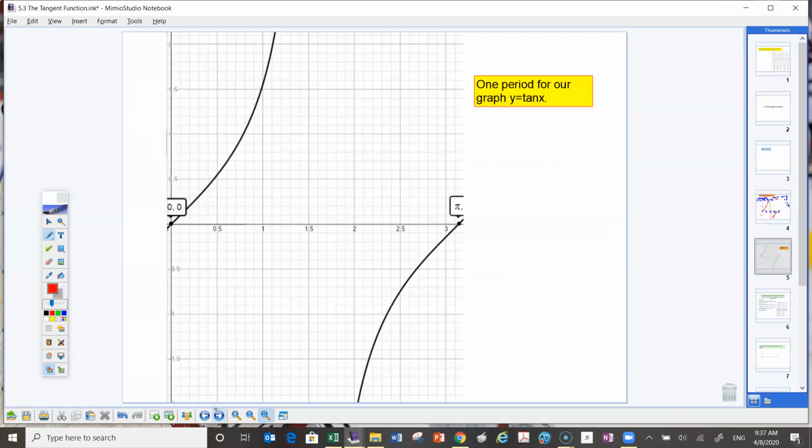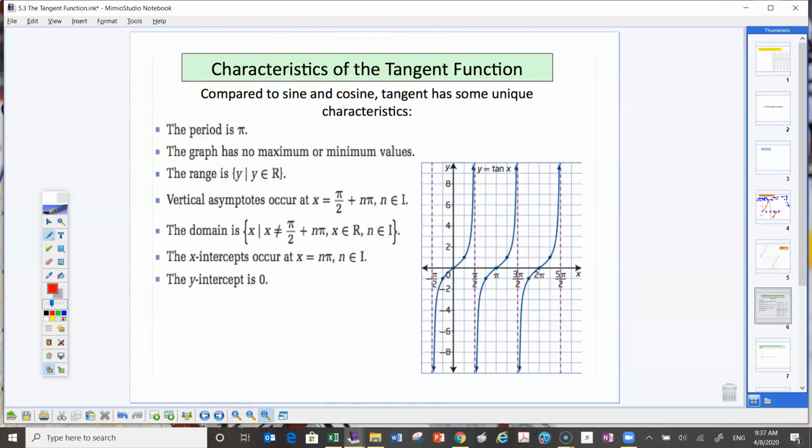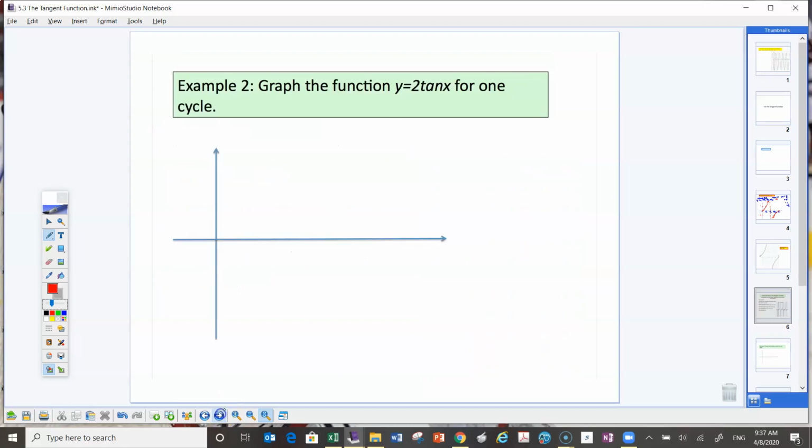Again, there's a look at it on Desmos if I just cut off the window from 0 to pi. And there are some characteristics for the tan function. There are no max and mins. The period is pi. The y-intercept is 0. And you can read through the other ones, but we're just going to sketch some basic tan graphs that have a different a and b value. So we want to graph the function y equals 2 tan x. So again, my amplitude is going to be undefined.